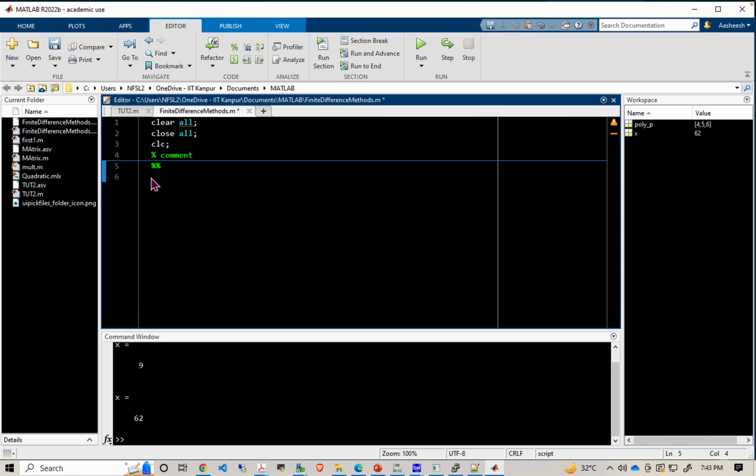Okay, so let me define a polynomial. I am defining the definition of a polynomial here: poly underscore p is equal to, suppose I have given it a name, poly underscore p, and my polynomial is 3x square plus 5x plus 7. So this is one section I have defined, and in MATLAB you need to define it only through coefficients.